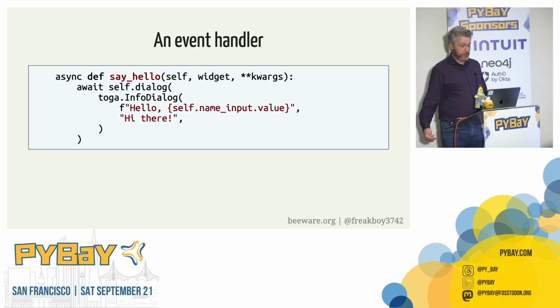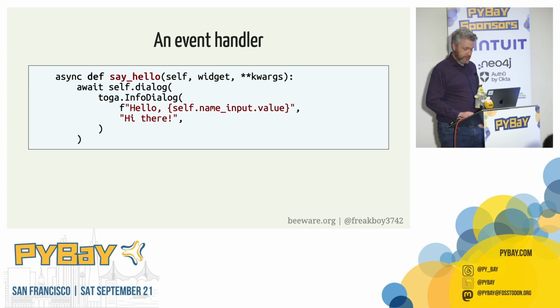What happens when the button is pressed? Well, we'll show a dialog to the user, an info dialog in this case, and the title of the info dialog will take the value that is currently in the name input and put that into the title of the dialog. Now, you may have noticed this is an asynchronous handler. Toga will let you use any function or coroutine as an event handler, and Toga fully integrates Python's asyncio event loop with the native platform event loops used by the GUI frameworks.